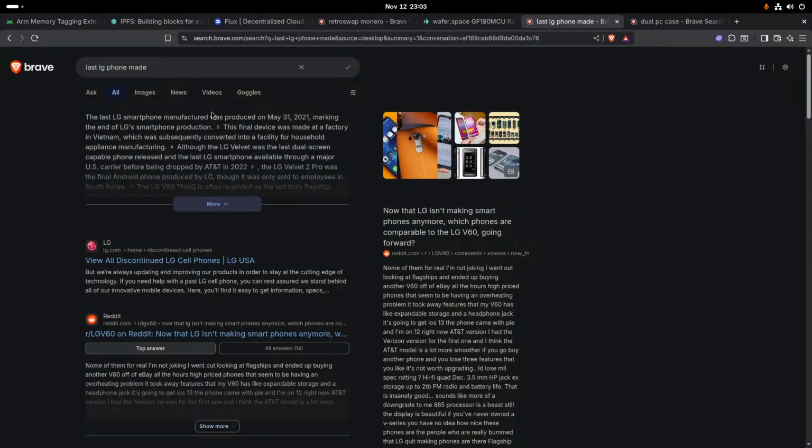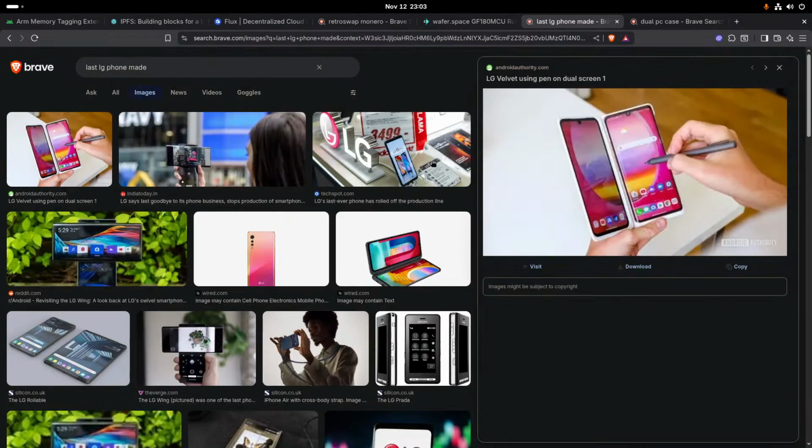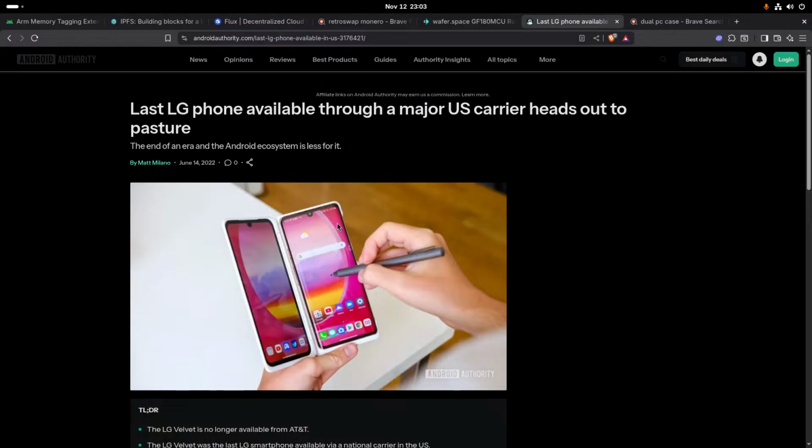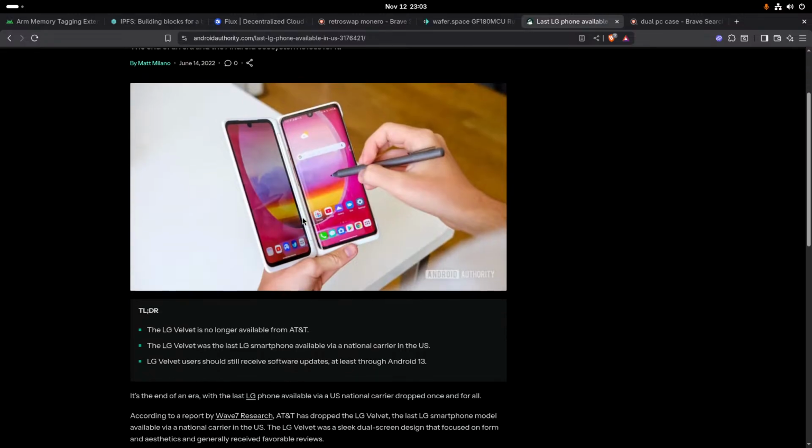The LG smartphone manufacturer produced its last phone in May 2021. An absolute fucking wild double screen phone. Who in the fuck would want this? I met someone who went out, took their money, and actually bought this. Why the fuck did they make this? I forgot about it until now.